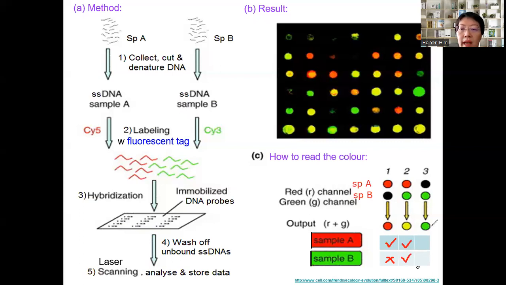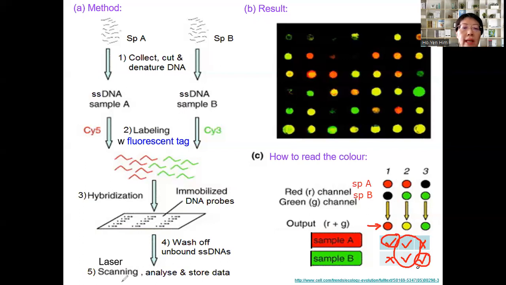When a spot is green color, it doesn't have DNA from sample A, it's got DNA from sample B. So by looking at the color of the spot, it will immediately tell us whether species A and species B contain the gene or not, so present or absent. So this one is present in only A, this gene is only present in B, and this gene is present in both species A and species B.